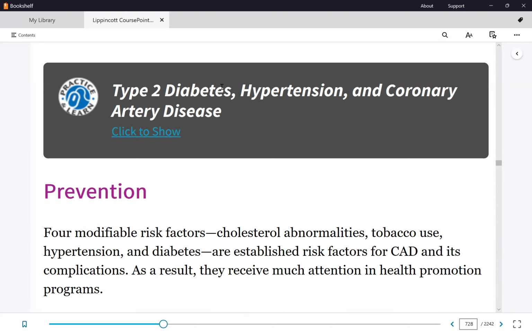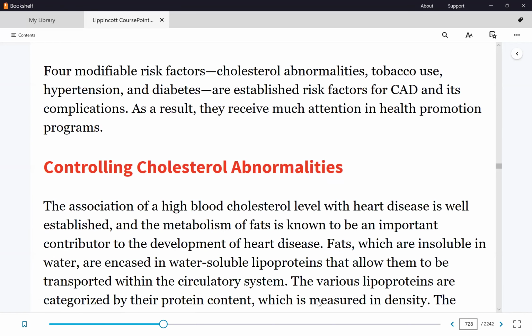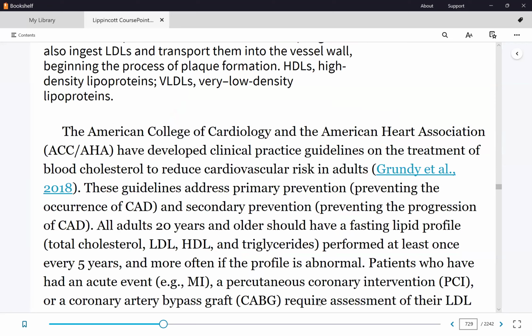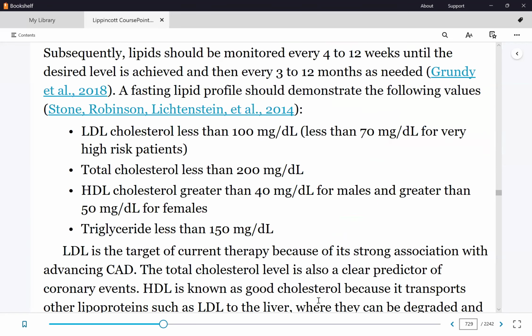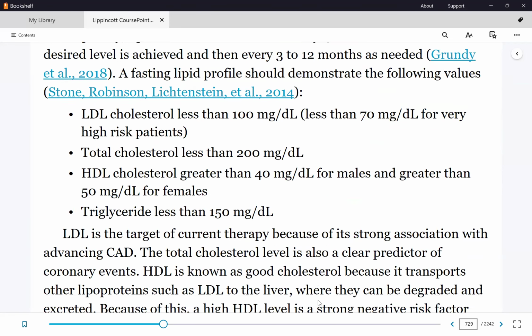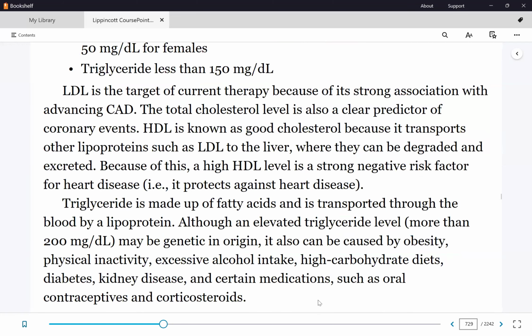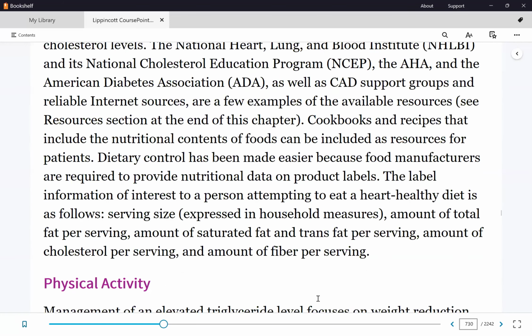So these three conditions here, type 2 diabetes, hypertension, and CAD, share the same risk factors. So if you have metabolic syndrome and the other risk factors on chart 23-1, then you're a winner. You can have diabetes, hypertension, and coronary artery disease. All right, so I won't bore you with the prevention. That's self-explanatory.